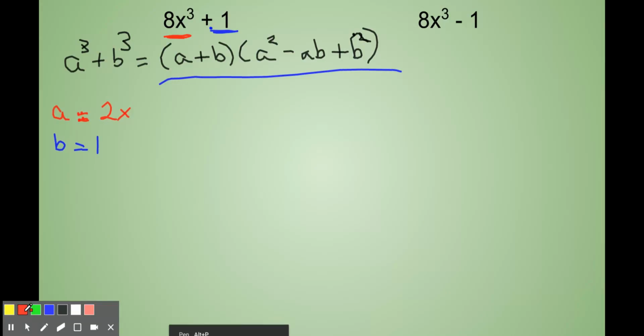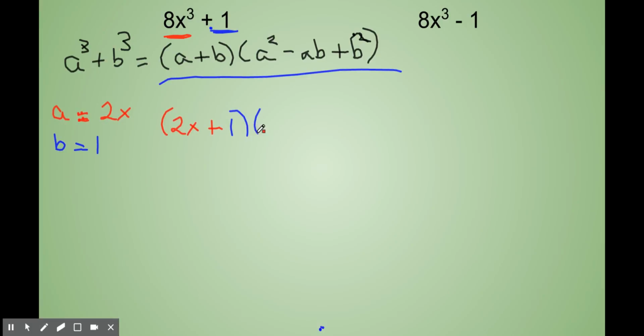So we start out with a plus b. So we're going to have 2x plus 1. And we're going to multiply that by a squared. So a squared is 2x squared. Now be careful, it's easy to just say, oh, we're going to put 2x squared in there, but we don't want to do that. When we're squaring 2x, we need to take the square to both parts. So the quantity 2x squared is really going to be equal to 4x squared.